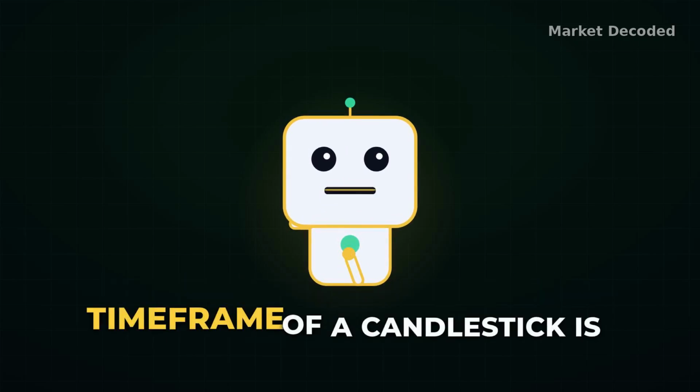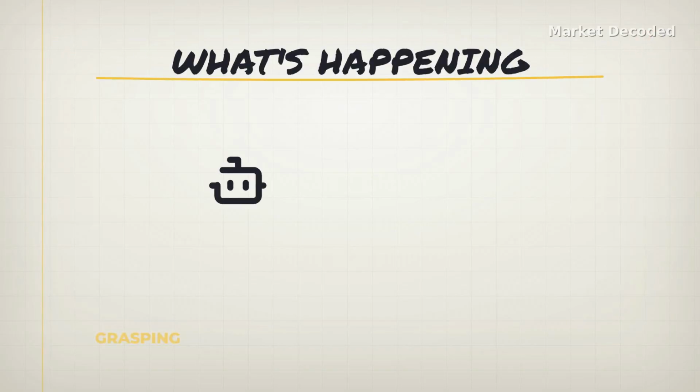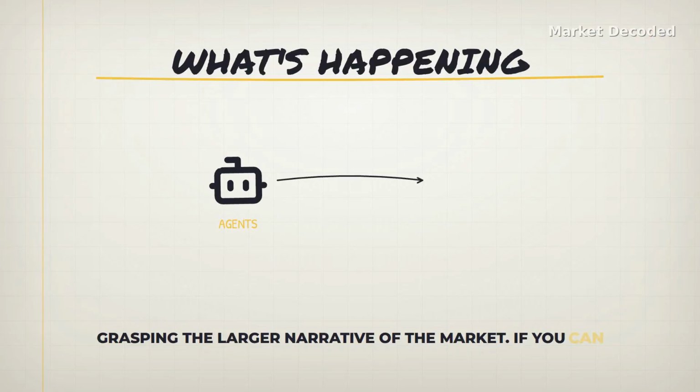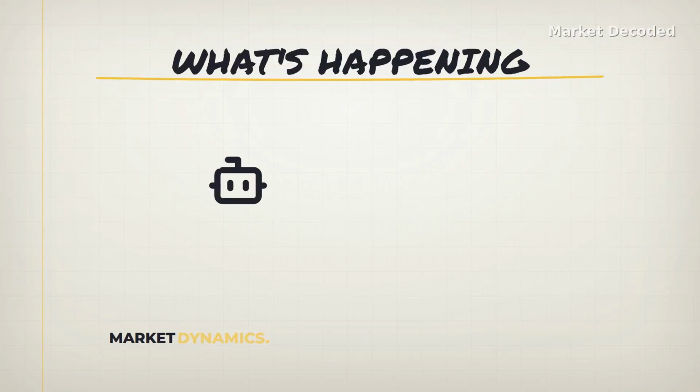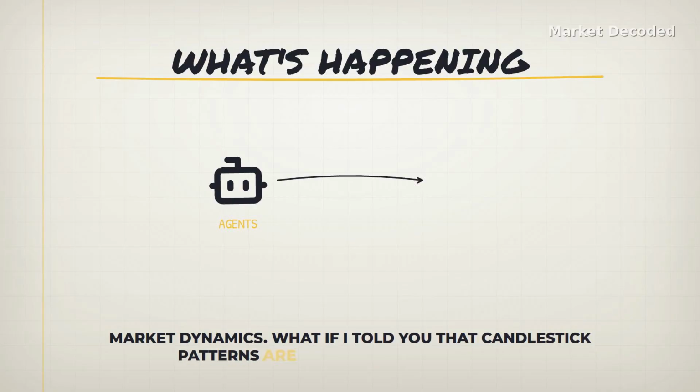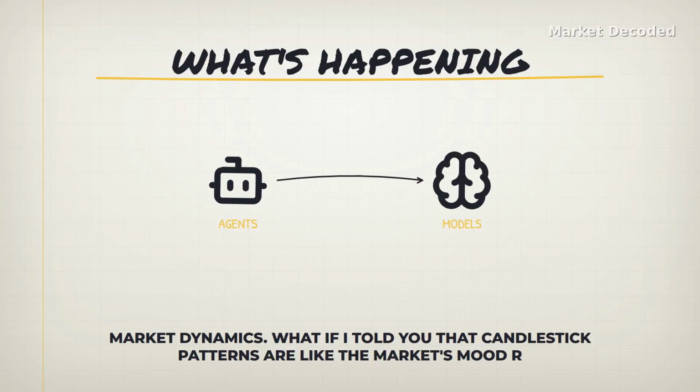Understanding the time frame of a candlestick is essential for grasping the larger narrative of the market. If you can remember that every candlestick tells a story based on its time frame, you'll have a much richer understanding of market dynamics. What if I told you that candlestick patterns are like the market's mood ring? Each color and shape tells a story about what's happening under the surface.